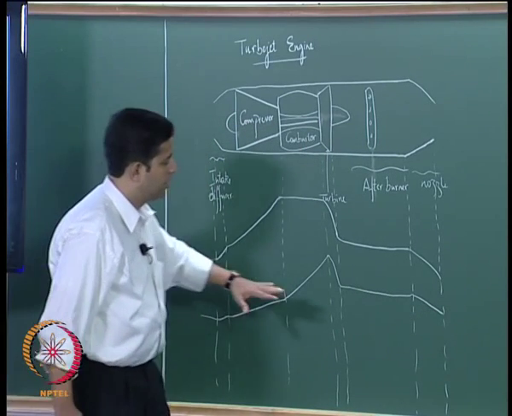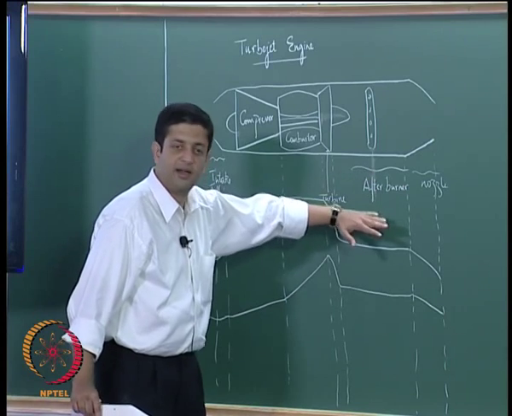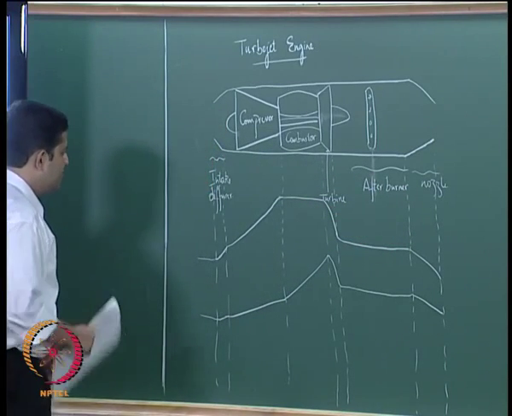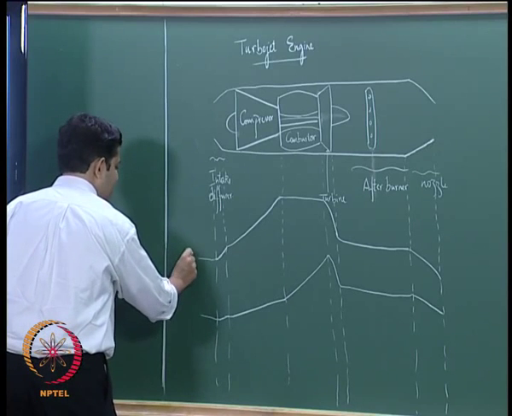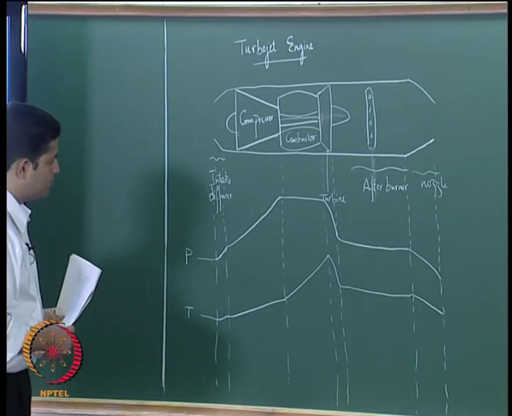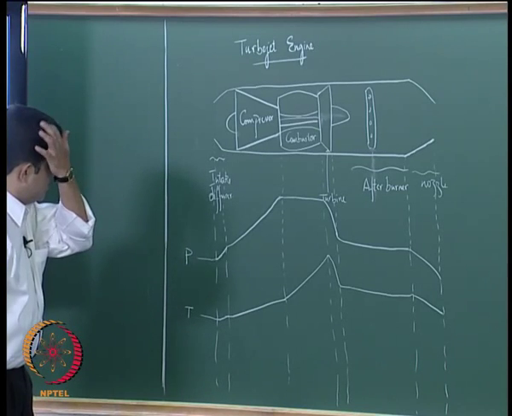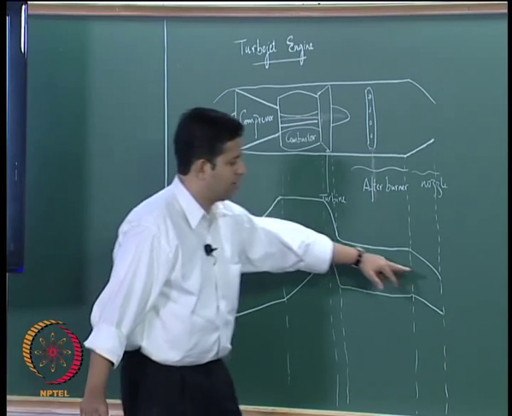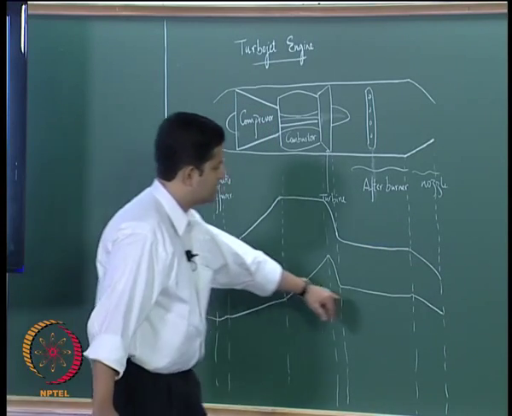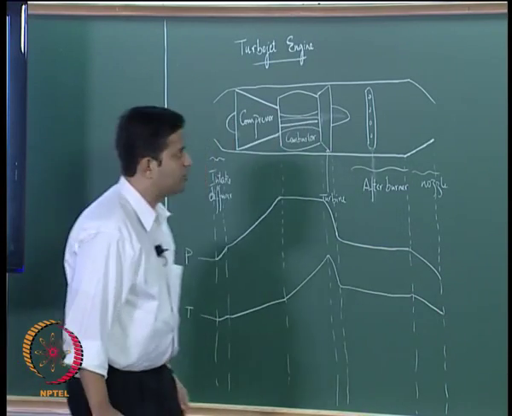Okay. Now we will discuss the afterburner a little later in the class. Okay. This is how pressure varies, this is how temperature varies. Notice that pressure almost comes back to the ambient pressure at the end of it, whereas temperatures are still very high at the nozzle exhaust. Okay.